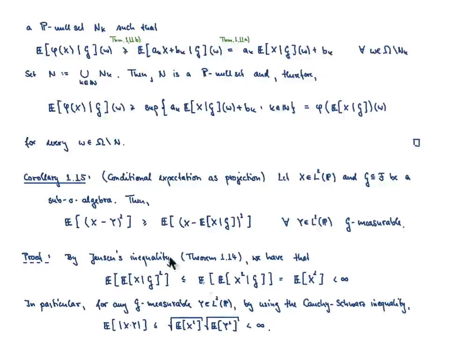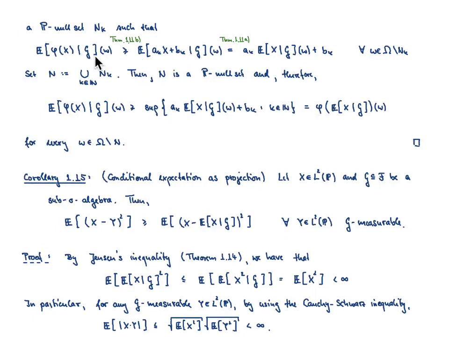And now you see why we have chosen this countable set here, because I would like to now define the set N simply as this union of all the sets N_k. Since the set was countable, we have here a countable union of null sets, and since the countable union of P-null sets is still a P-null set, we have one null set such that this estimate holds true for all k. So now it's important, our null set does not depend anymore on k.